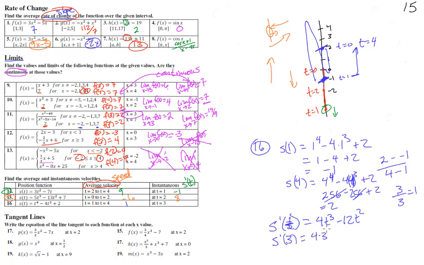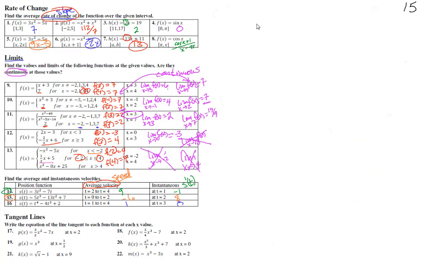4 times 3 cubed minus 12 times 3 squared. And we get 4 times 27 is 108, minus 12 times 9 is 108. Oh, wow. 0. That means at time t equals 3, he stopped. He went up and he turned around. So we caught him right at that point, or something like that. That is where he is stopped.